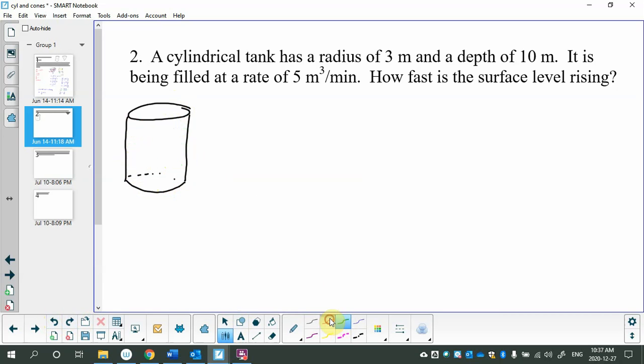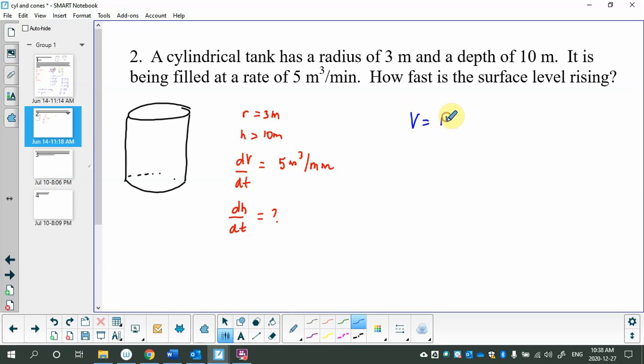So let's read the question. A cylindrical tank has a radius of 3 meters and a depth of 10 meters, so that's height. It is being filled, so no negatives, at a rate of, there's a meters cubed, and there's the minute again that I mentioned might happen, 3 meters cubed per minute. How fast is the surface level rising? So this time, the height of the water, the surface level, should be positive, and it will be because we've got no negatives. All right, so formula time.